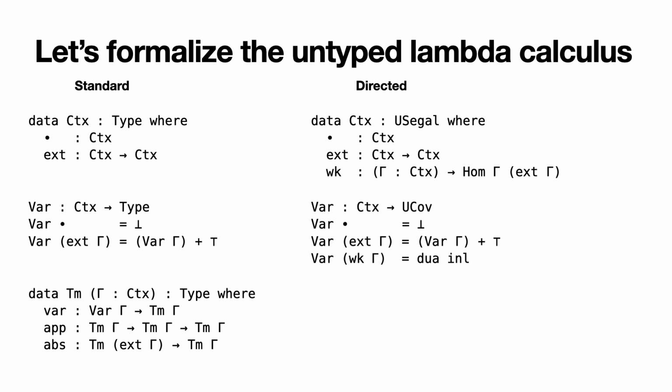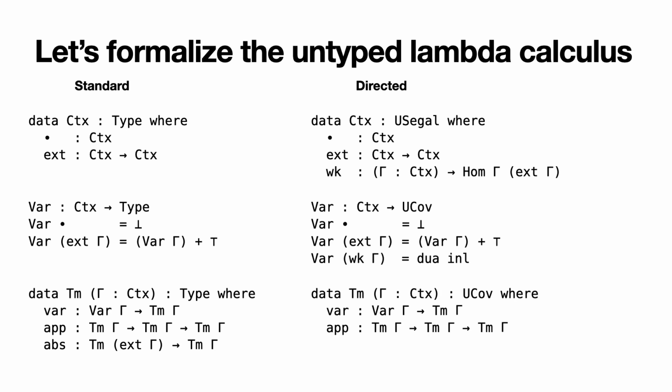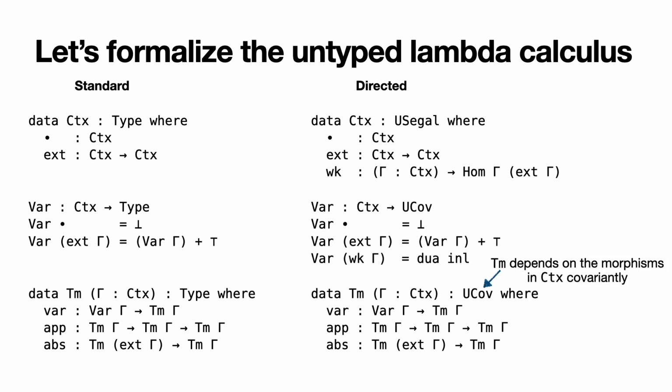Now, let's go define terms. Again, we're going to do it as an inductive type. For variables, we include all the variables. We can always apply two terms to get another term. And again, for lambda abstraction, we take a term that has one more variable in scope and bind that variable. Again, we're saying that this type of terms is in the covariant universe as it depends on the morphisms of the context covariantly.